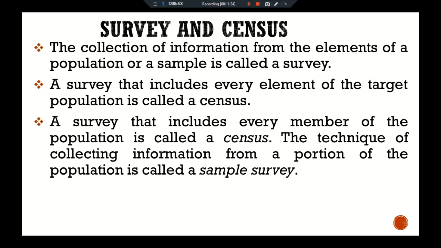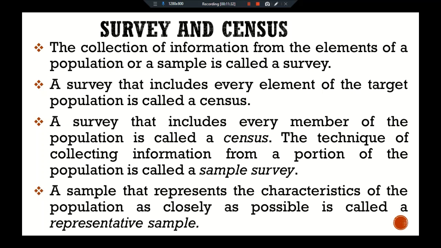Inferences derived from a representative sample will be more reliable. So a sample that represents the characteristics of the population as closely as possible is called a representative sample.